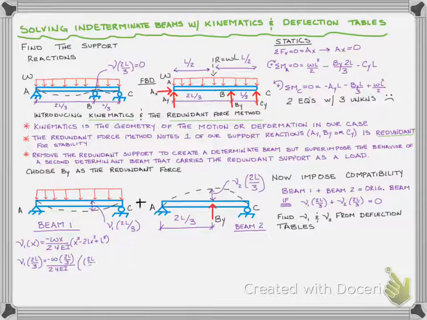And if we multiply everything out, so now everything's in terms of L, and we solve that, we can find that the displacement from beam 1 at 2L over 3 is negative 11 WL to the fourth over 972 EI.